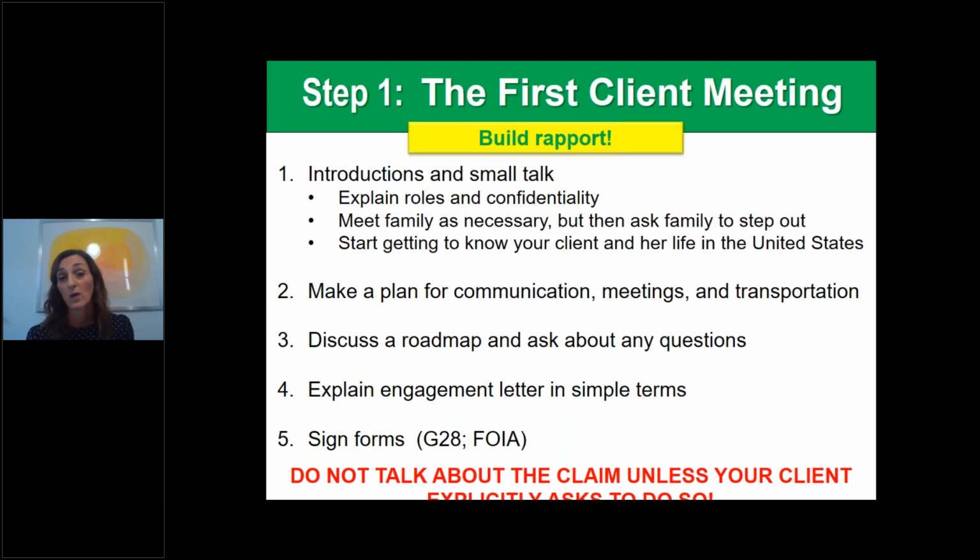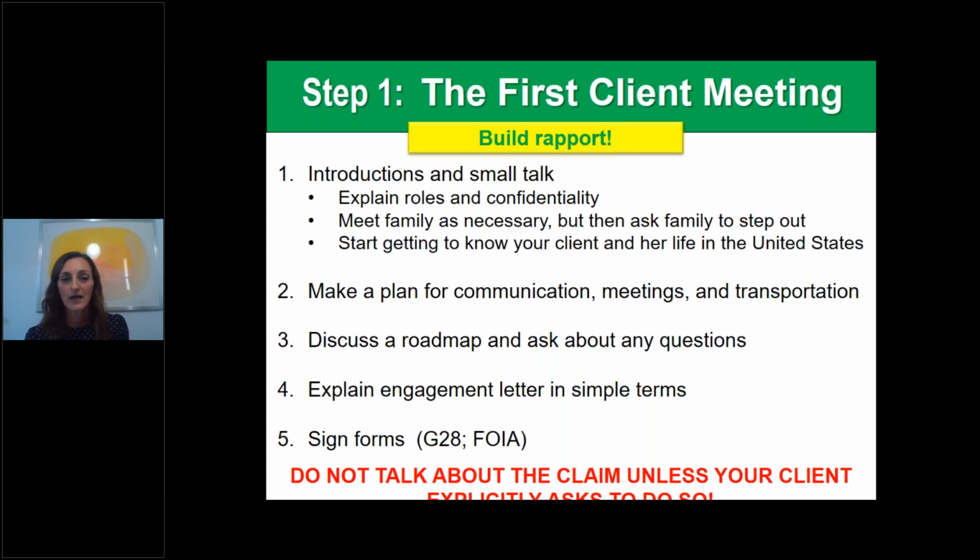Communication is one thing you're going to want to talk about. So how can we communicate with you? Is it best to call you? Is it best to text you? Is it best to email you? Trying to get a number of phone numbers just in case the first phone line doesn't work anymore. Is there a second contact? Is there an additional person that I can contact if I can't get in touch with you? So making sure you have that information is going to be really, really important.